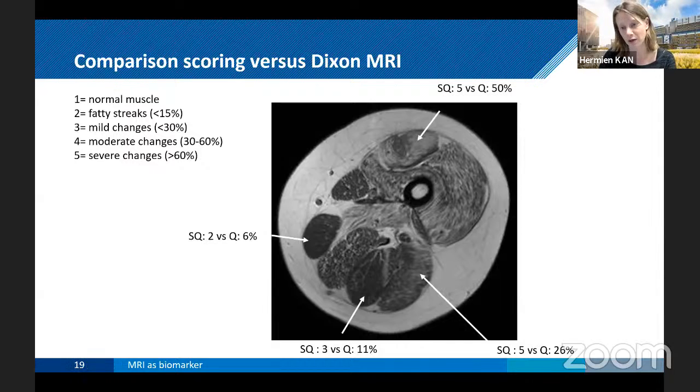We asked two of our radiologists to score these images on this 5-point scale, and from the same region of interest we made Dixon images, and then compared their scoring to the fat fraction. You can see, for instance, that this muscle was semi-quantitatively scored as a 2, which would mean less than 15% fat, and indeed the quantitative Dixon images showed this muscle had 6% fat. This muscle, however, was scored as a 5, severe changes, over 60% fat. Well, when we quantified it, it showed only 26% fat.